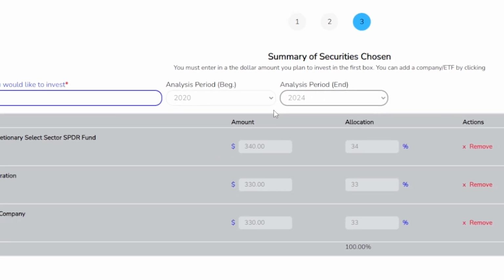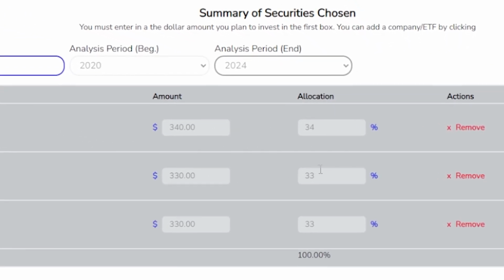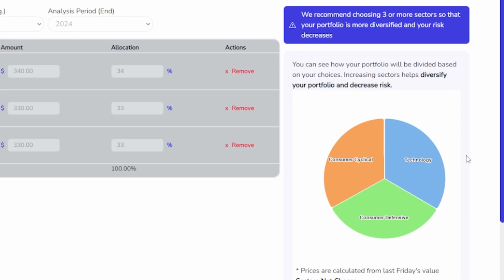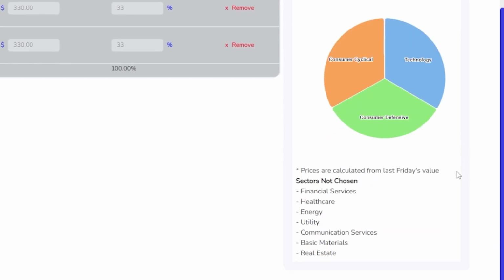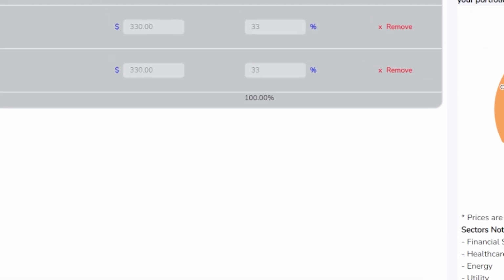years. At the bottom, you can see the percentage allocation of each stock by default. B4NVEST evenly distributes your investment amounts across all securities. You can modify the amounts if you wish, but it is not necessary to continue. On the right side of the screen, you can visually see the percentage chart of the economic sectors you chose to invest in and a list of sectors you did not choose. Use this information to determine if your investment portfolio needs more sector diversification and which sectors you might have missed.